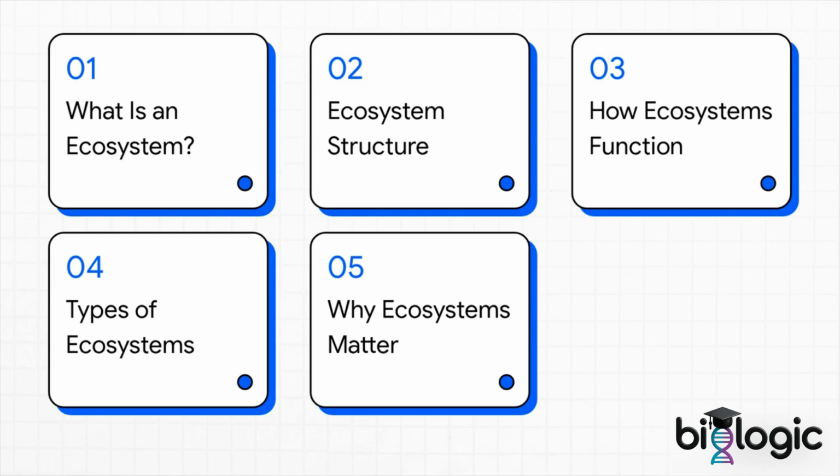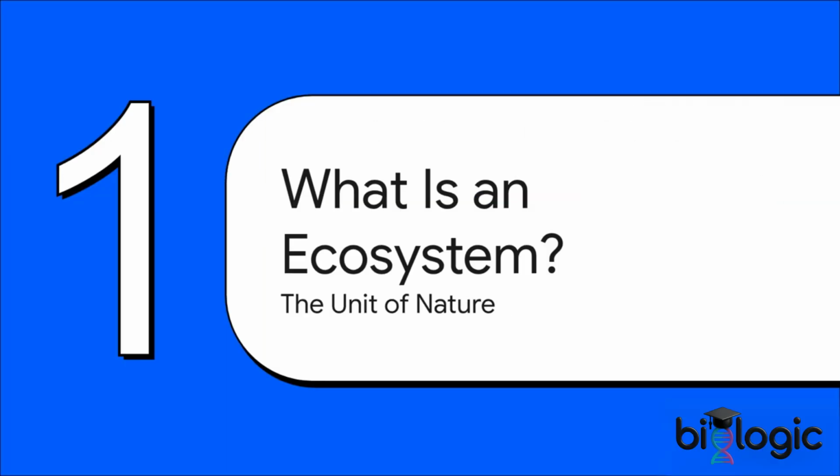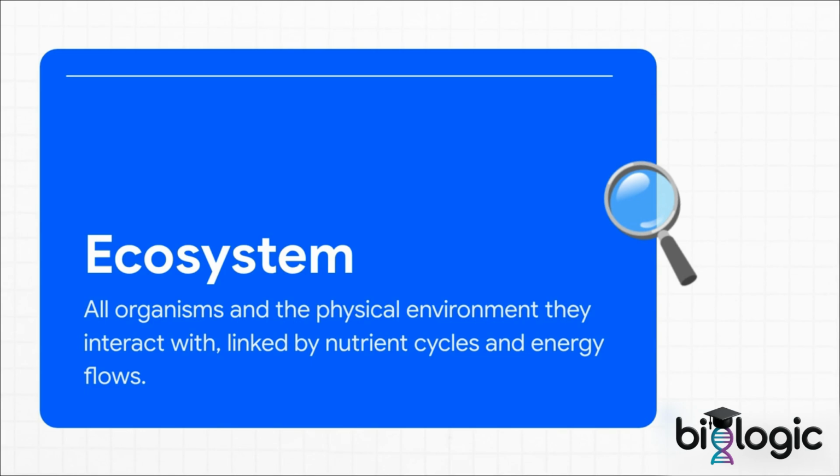Let's jump in. All right, first things first. What even is an ecosystem? Okay, so the big takeaway here is that an ecosystem is way more than just a bunch of animals and plants. It's the whole shebang. The living things, that's your biotic components, and the non-living environment, the abiotic stuff. And they're all tangled up in this constant dance of energy and nutrients.